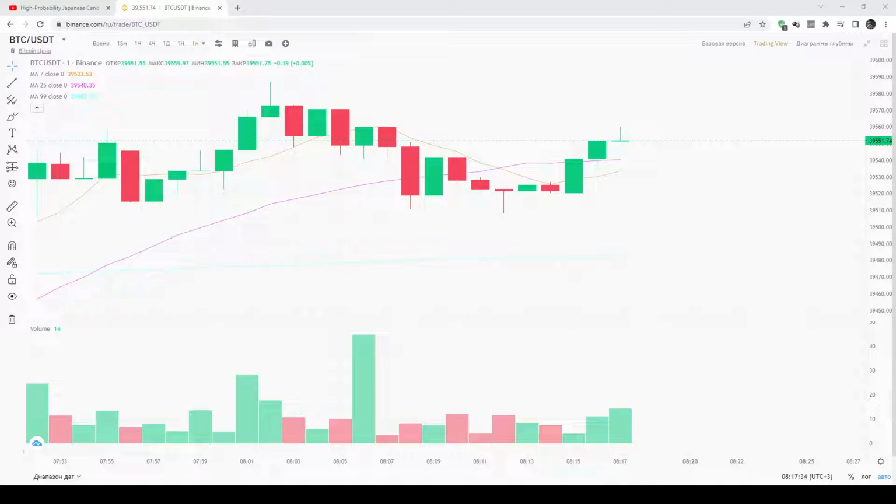The psychology behind the formation of this pattern is that buyers try to push the market higher, but they get rejected by the selling pressure. When this candlestick forms near key resistance levels, it should be taken as a high probability setup. Another important formation is the inside bar. The inside bar is a two-bar candlestick pattern which indicates price consolidation.